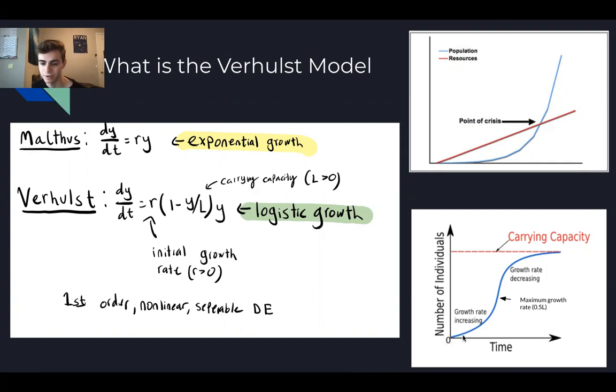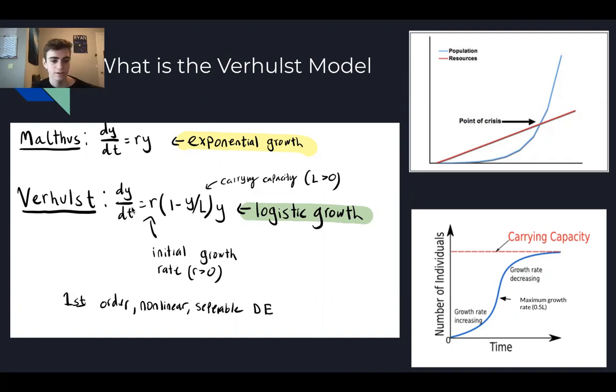And you can see that the growth rate increases fast until it nears the carrying capacity, and then the growth rate decreases significantly until it reaches the carrying capacity. And the maximum growth rate is 0.5 L. It happens right here in the middle. And this is important to know for the example on the next slide.